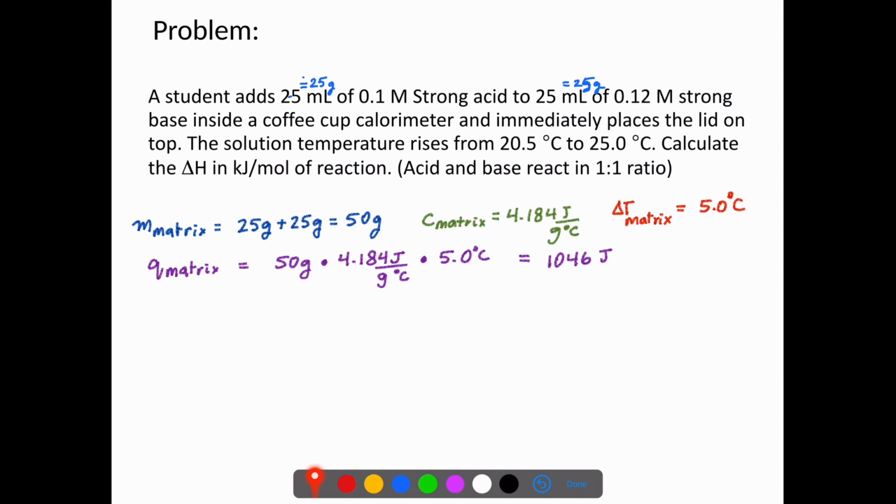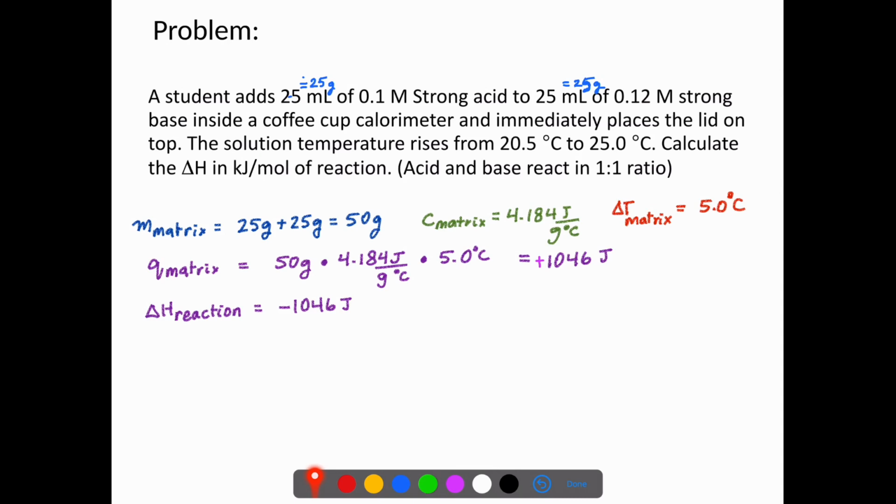Okay, so we got a positive value here, but that's Q matrix. It's not Q reaction. So to get the Q reaction or delta H of the reaction, we change the sign. So it's going to be negative 1046, meaning the reaction is exothermic. The reaction is releasing heat to the matrix. And that's why the matrix was getting heated up. All right, we are not done yet because we are asked to calculate the delta H per mole of reaction.